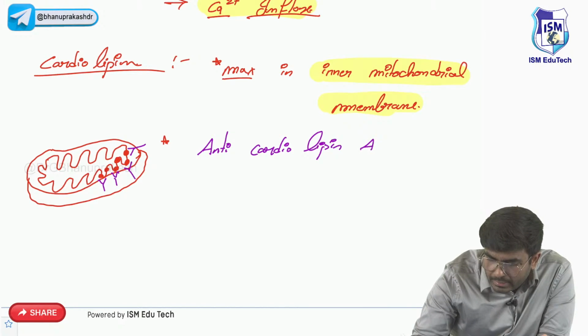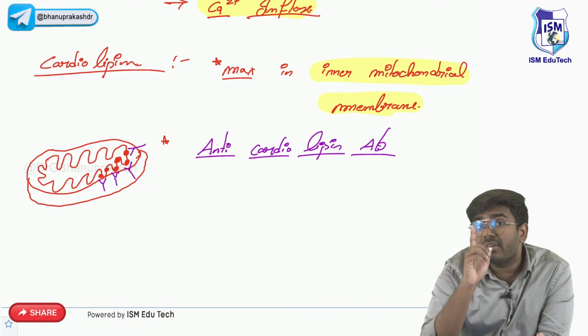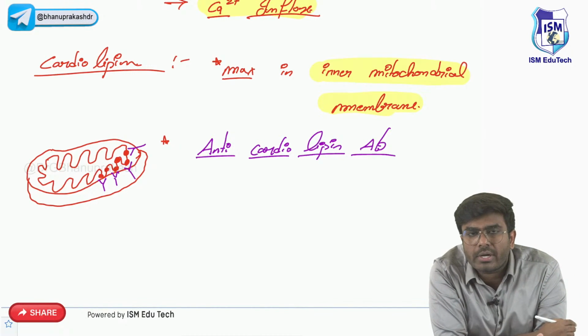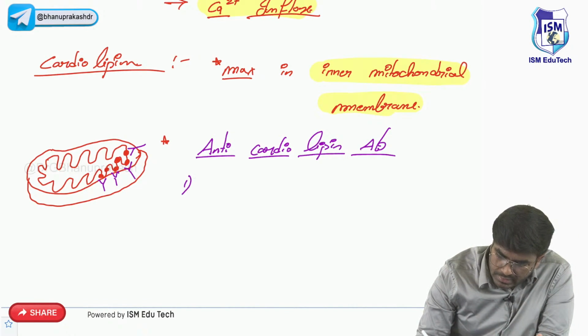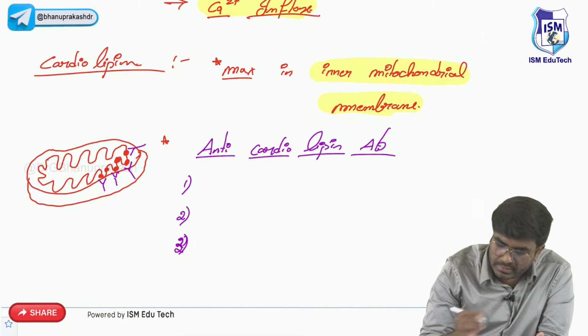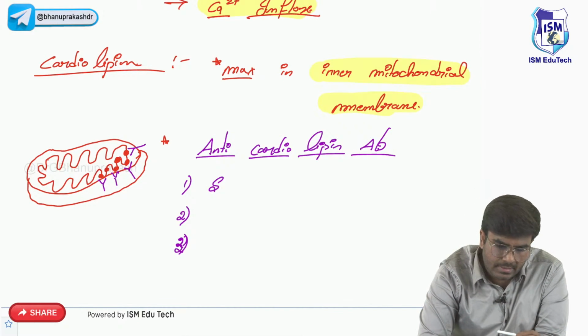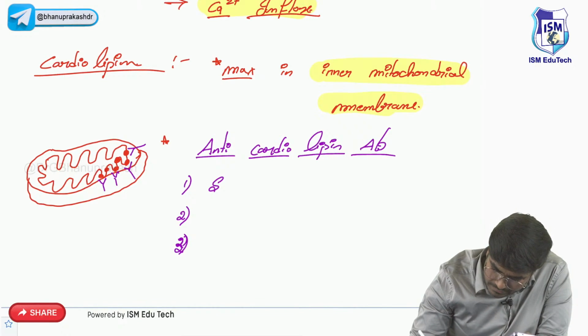Anti-cardiolipin antibodies. My question for you is, in which diseases will you have anti-cardiolipin antibodies in your blood? Anti-cardiolipin antibodies are seen in 3 conditions. At least I want you to answer 2. What are they? The first one starts with the letter S. Come on, guys. Excellent, Bruce. It is syphilis.